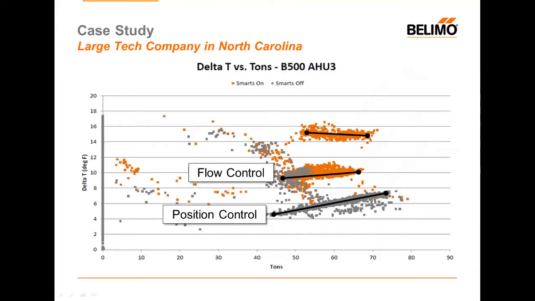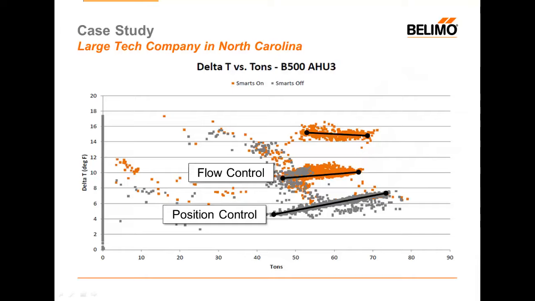In flow control, you can see that we satisfied a similar load range. Again, remember this was a different time period, so we'll have some different environmental conditions, but more or less the same type of loads, and we were doing it closer to 9 to 10 degrees F of delta T. So that would mean that we're using less water to create similar or the same types of loads.